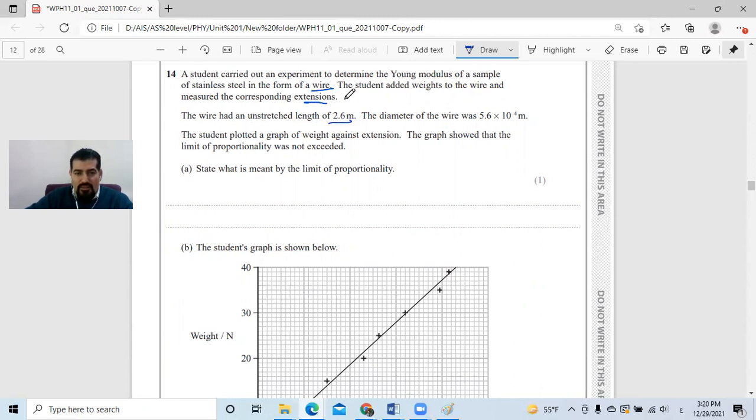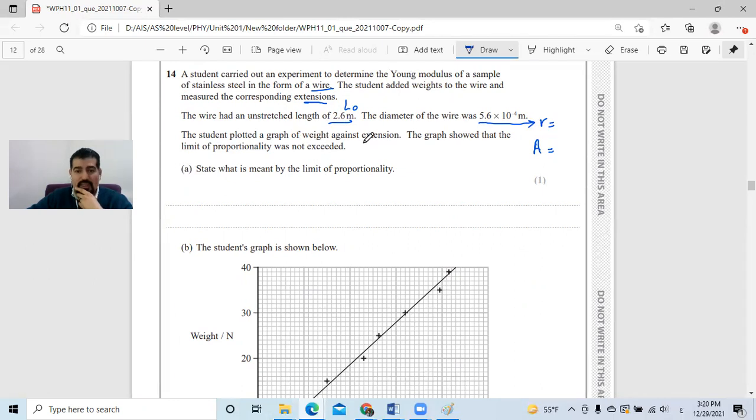The wire has an unstretched length, the original length, of 2.6 meters, and a diameter. Now this diameter, I will find the radius from it. Then I will find the area of it because I will find the Young modulus. So I have to divide this value by 2, then find the area. The student plots a graph of the weight against extension.